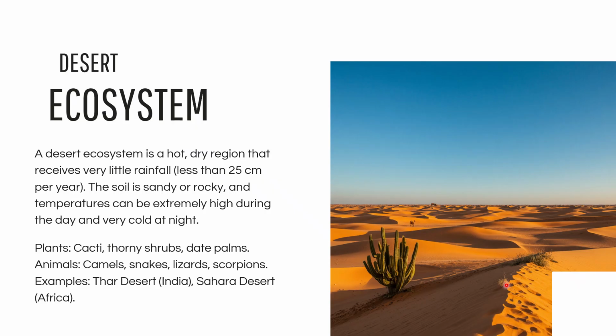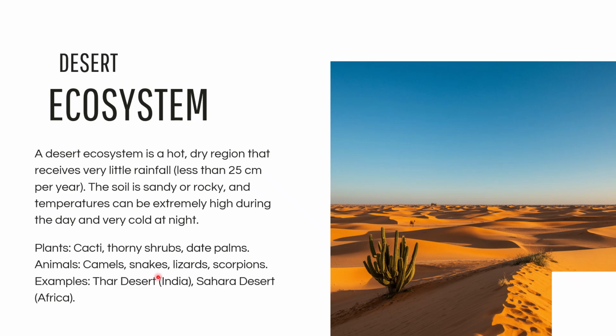And plus they have sand dunes, and sometimes they have sandstorms. The reason they are very hot in the day is because sand absorbs all the heat, and it's very cold in the night because sand again reflects everything. So examples can be plants such as cacti, thorny shrubs, date palms.